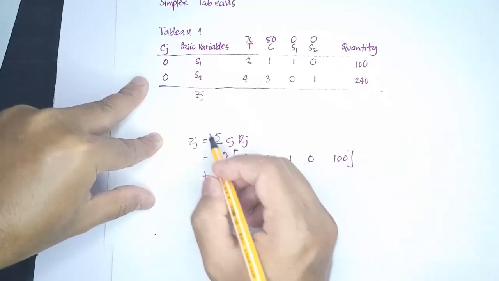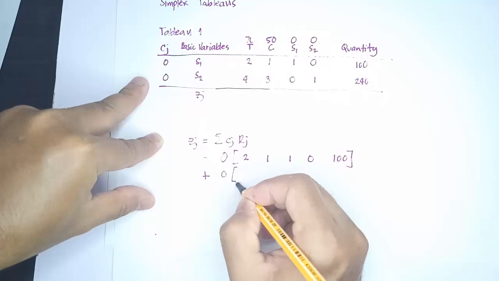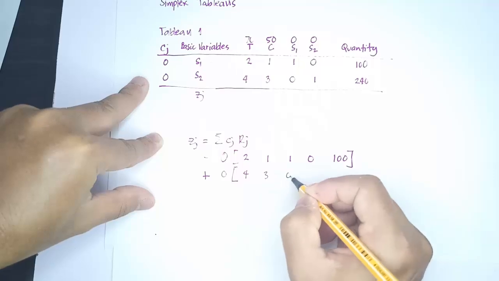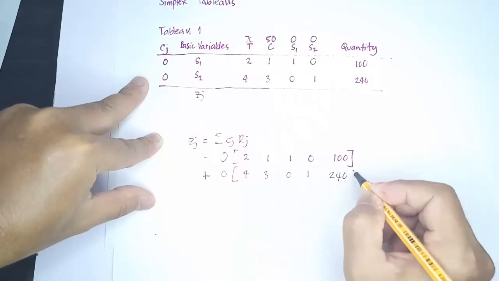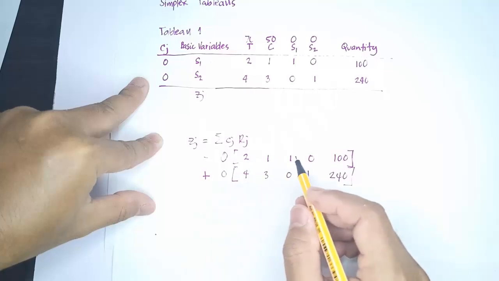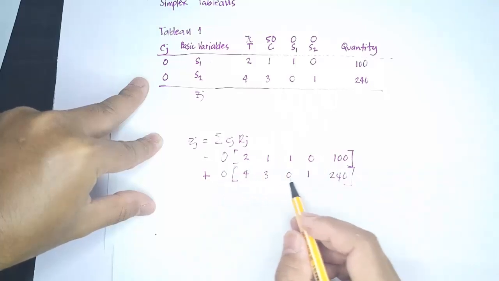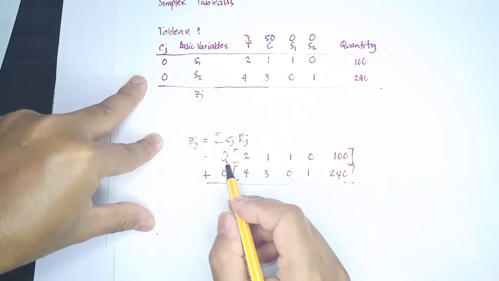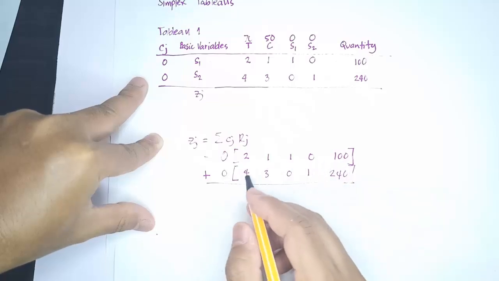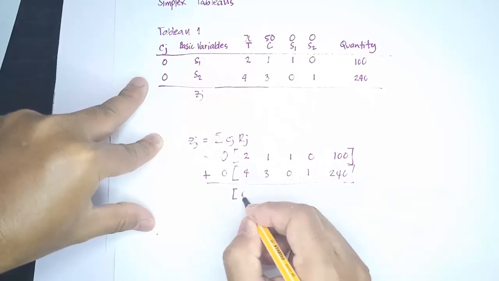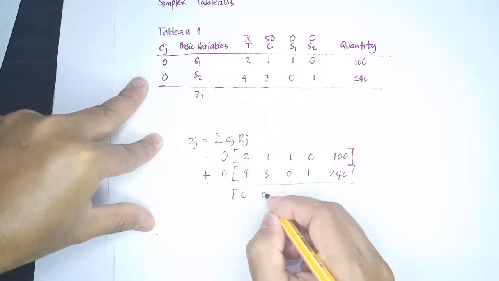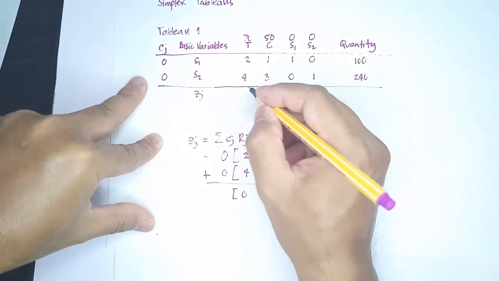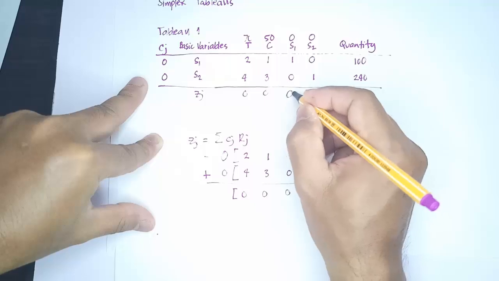Plus, the second C sub j is also 0, and for the elements of row 2, you get the product for each element, and then you take the sum. Since the coefficients are equal to 0, the products are all 0, therefore all of the sums are equal to 0. And the entries for z sub j's are all zeros.